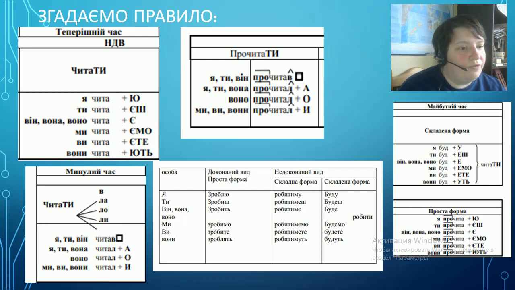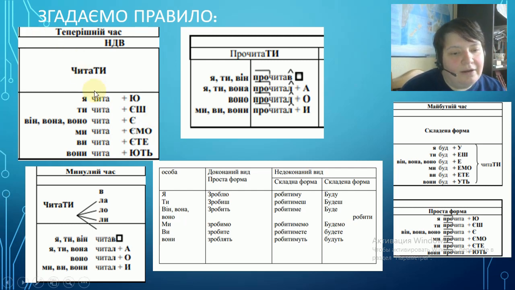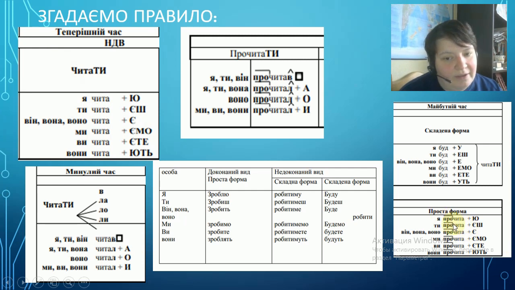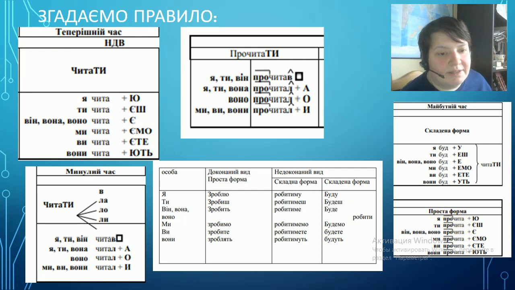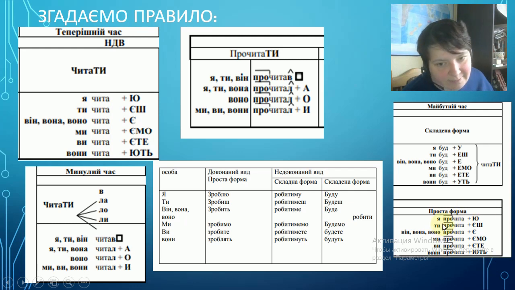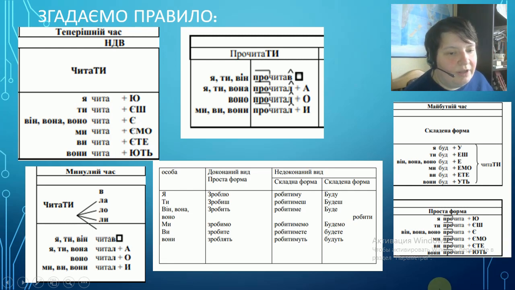So in future tense, the simple form is formed with the perfective aspect. We just add the prefix pro, and the endings are the same. Я прочитаю, I will read, ти прочитаєш, you will read, and the endings are the same in this aspect. And we don't have a perfective aspect in the present tense. So, let's see some more in the future tense.